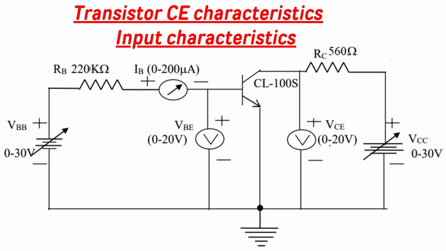For plotting input characteristics, input voltage versus input current: input voltage is VBE, input current is IB. By keeping the output voltage VCE constant, first of all we will consider it 0 volts. Then by increasing VCC, we will increase VCE to 5 volts. Then again we will draw the characteristics of input voltage versus input current.